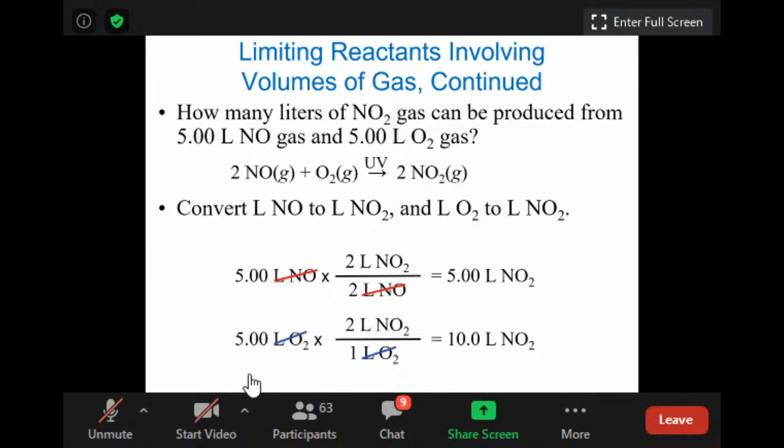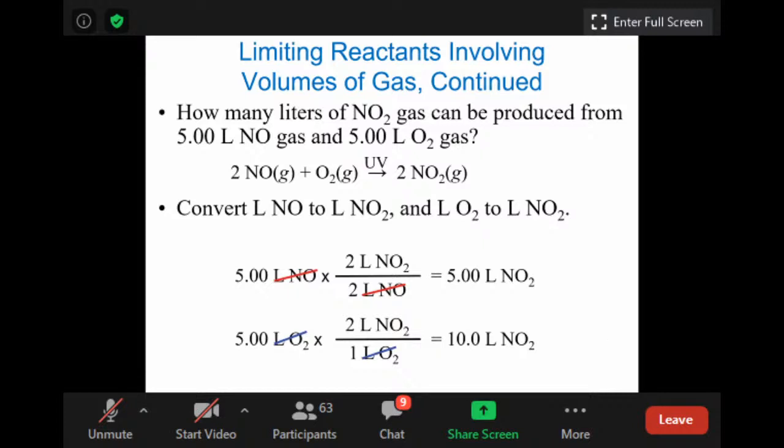So how many liters of NO2 gas can be produced, meaning it's going to be on the product side, from 5.00 liters of NO gas and 5.00 liters of O2 gas? So you set the reaction up. NO, and this is a homogeneous system because all this is the same. So NO is colliding with O2 with the help of a UV light as a catalyst to make NO2, brown color gas. I've seen it, that's why I know.